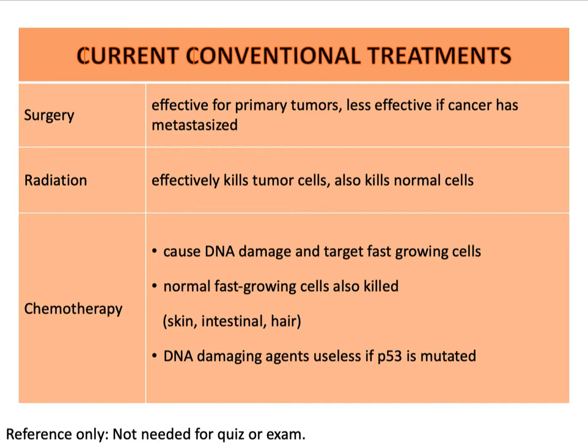The other drawback to this family of chemotherapeutic agents is that the normal, fast-growing cells are also affected. And that's why individuals who are going through chemotherapy often lose their hair and have side effects associated with the skin and intestinal tract, because these are very fast-growing cells.